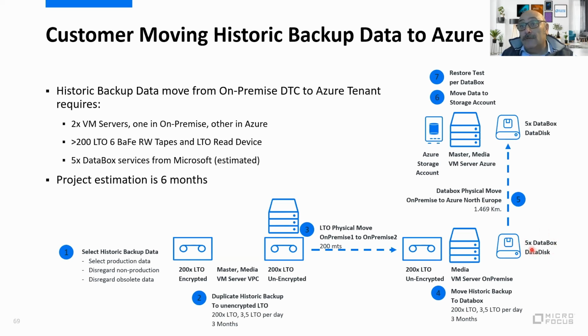We needed 5 Data Boxes here. We moved the data here, and in this service you can get some appliances or disks from Azure, and after you copy the data, you ship it directly to the Azure data center. In this case, we moved it to one data center in the north of Europe, around 1,500 kilometers away. We again imported it in Data Protector, and then we moved it to a blob storage in Azure. So everything can be done.